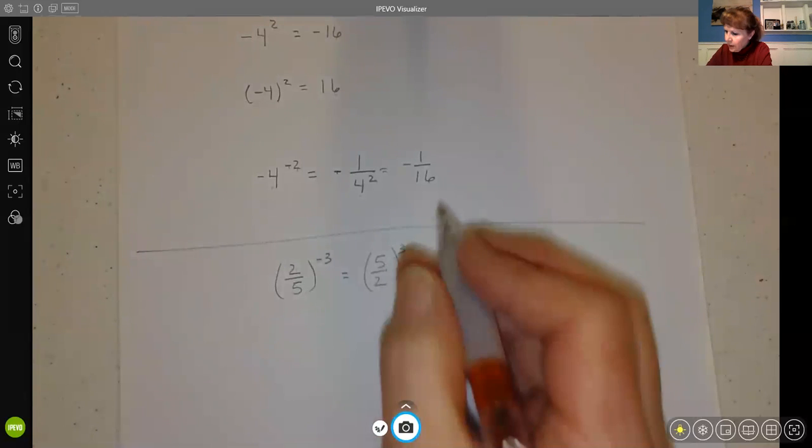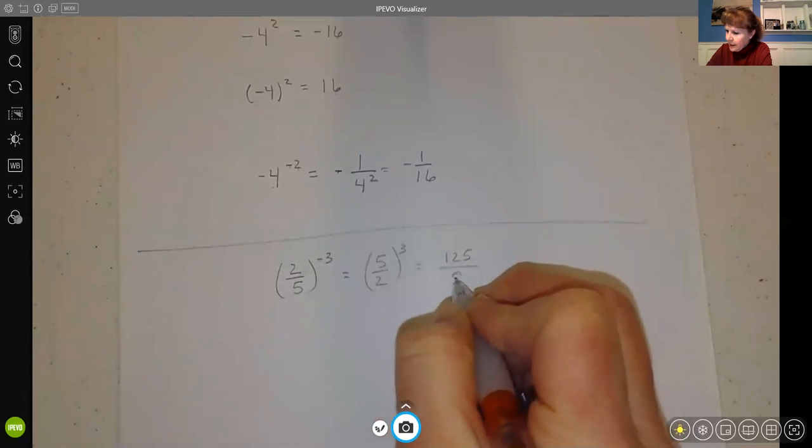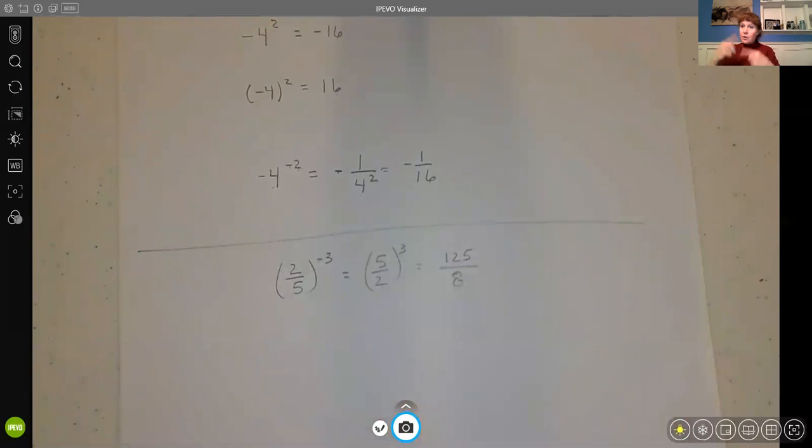So here we'll have 125/8. So you switch them both. When you have a fraction inside the parentheses, the denominator comes up to the numerator, and the 5 will come up to the numerator. And then you can cube it. The order here actually does not matter. You could cube it and then flip it, or flip and then cube it. You'll get the same answer. So the order there doesn't matter.